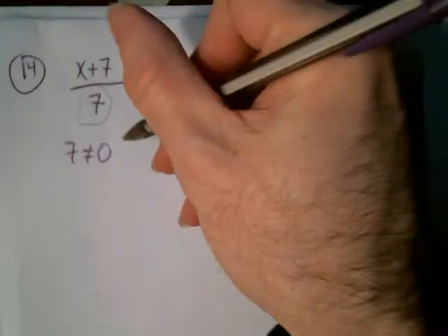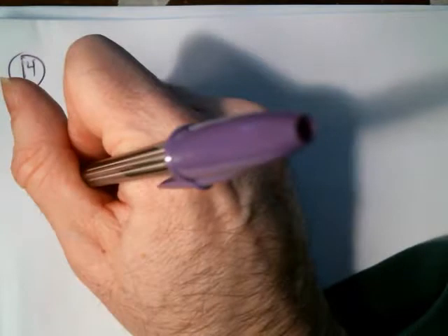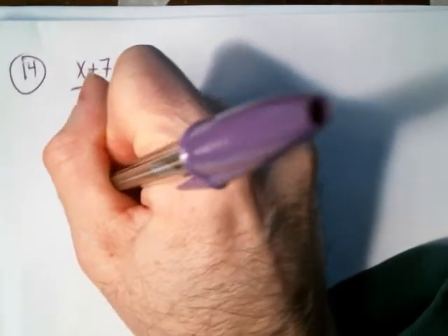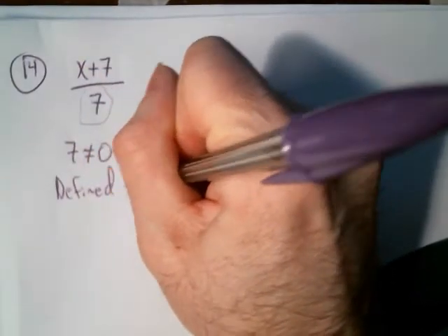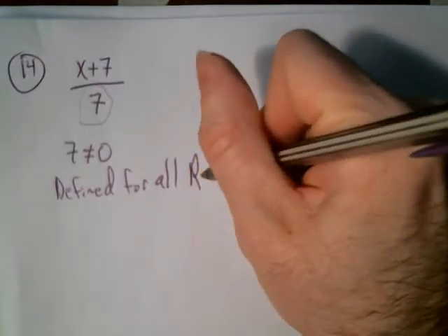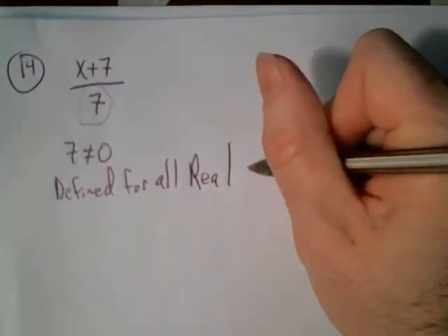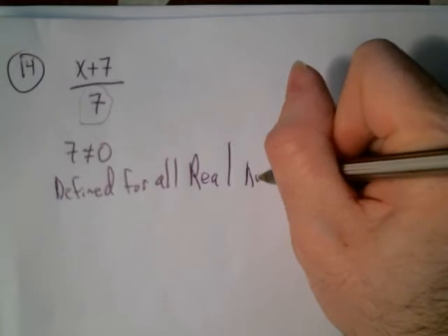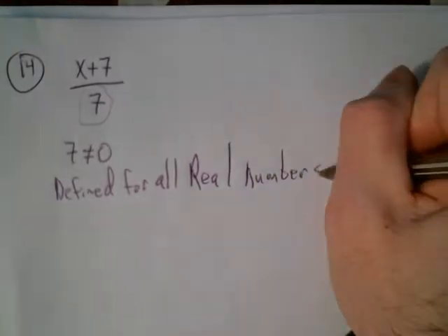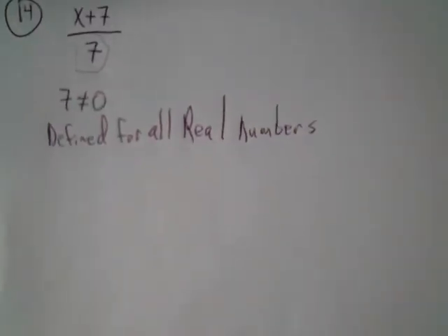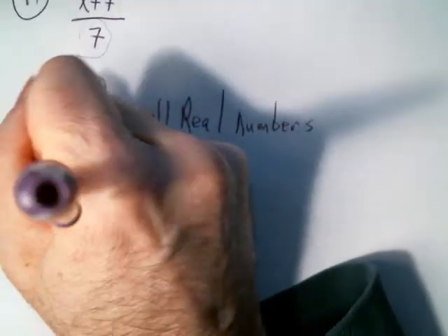So this guy is defined for all real numbers. If you had to write something, it's defined for all reals. Or if you'd rather, all real numbers. Okay, so sometimes they're going to work out for you. Let's look at number 18.